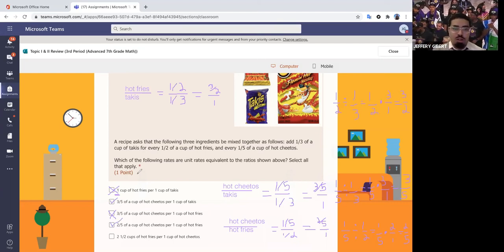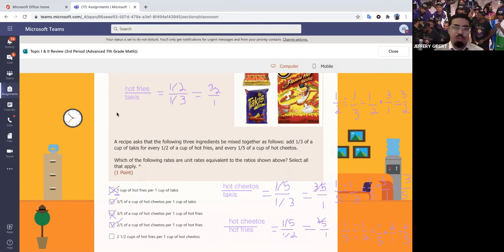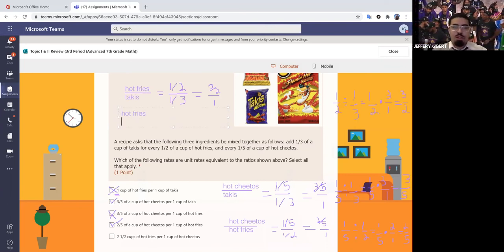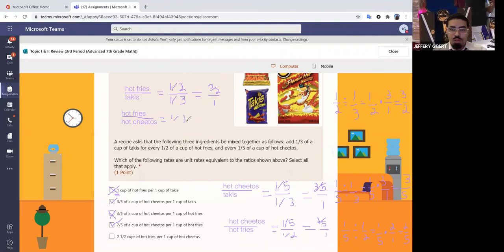And then our last scenario is hot fries over hot Cheetos. So we got hot fries over hot Cheetos. So our hot fries, they tell us is 1/2. Our hot Cheetos is 1/5.